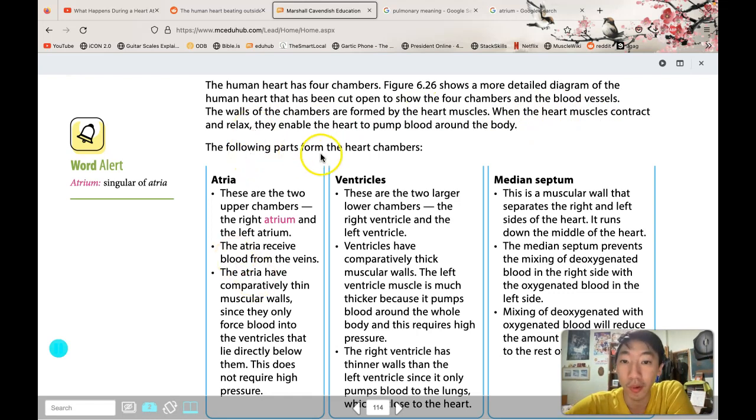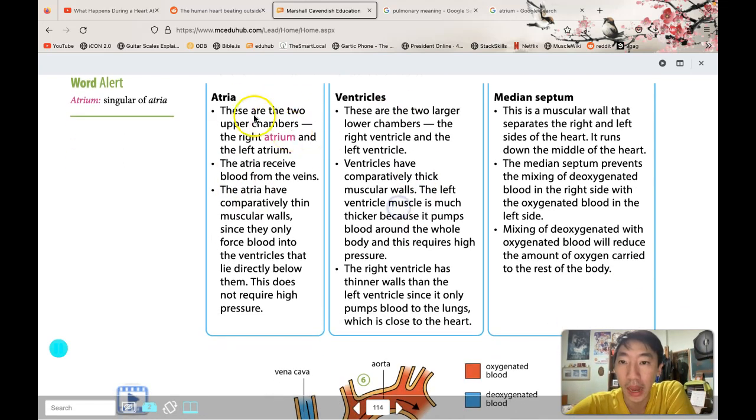The following parts form the heart chambers. There are 2 upper chambers, the right atrium and the left atrium. Okay, so atrium is singular and then atria is plural. The atria receive blood from the veins. Now remember that the word veins simply means that something that carries blood towards the heart. The atria have comparatively thin muscular walls since they only force blood into the ventricles that are directly below them. So it does not require high pressure.